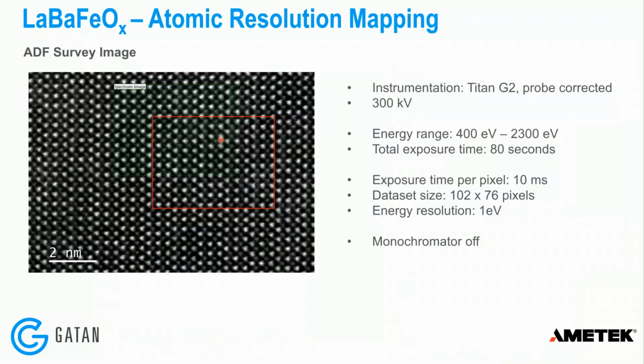Okay, moving on to atomic resolution mapping. This is lanthanum barium iron oxide, a single crystal, probably multi-layer. This was done with a Titan G2, probe corrected, at 300 kV. A fairly big energy range, 400 eV up to 2300 eV. Total exposure time of 80 seconds, with moderate pixel times of 10 milliseconds, and an energy resolution of 1 eV.